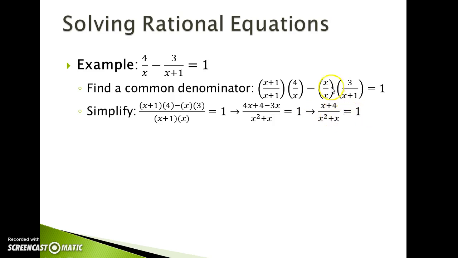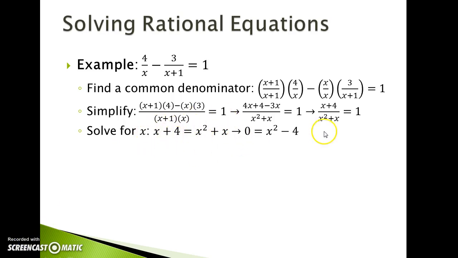If you think about it, if you multiply x over x with the 1, if you multiply x plus 1 over x plus 1 with the 1, you're still going to get 1 at the end of the day. Now we can solve for x. x plus 4 equals x squared plus x.